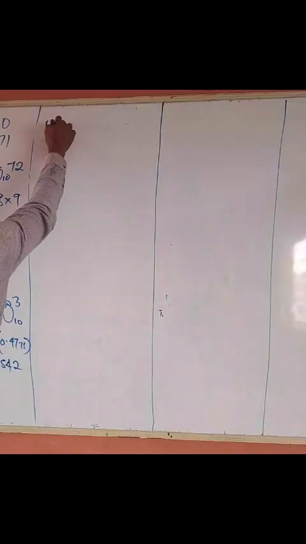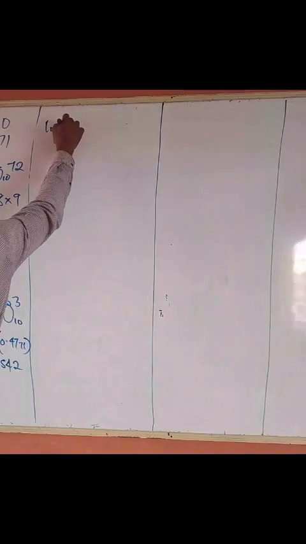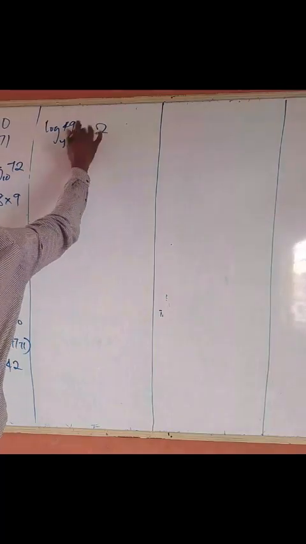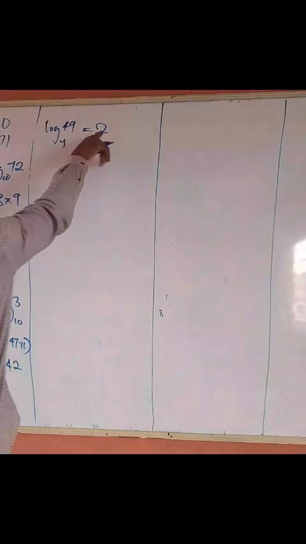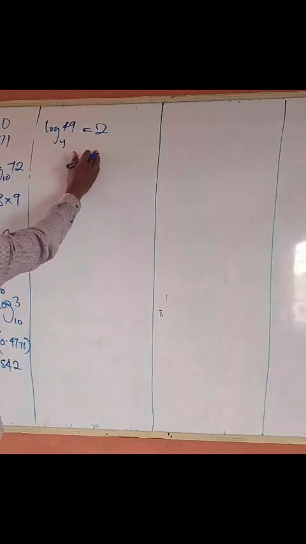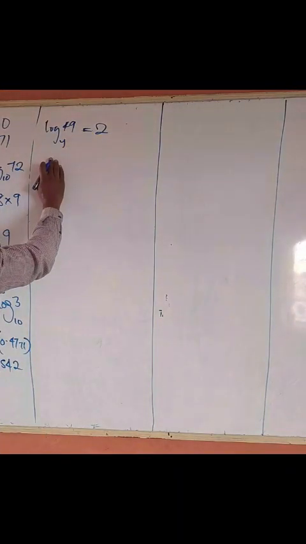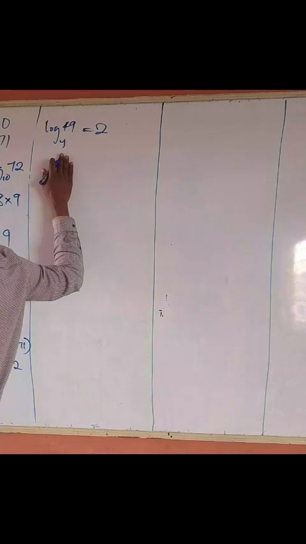We are paying attention. So the next question is: log 49 to the base y is equal to 2. What is the value of y? So y raised to 2 is equal to 49. What is y? 7. I think everyone already knows what to do, right? Am I correct? Yes, sir.